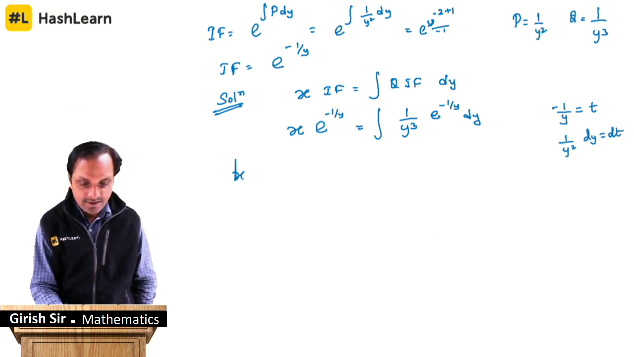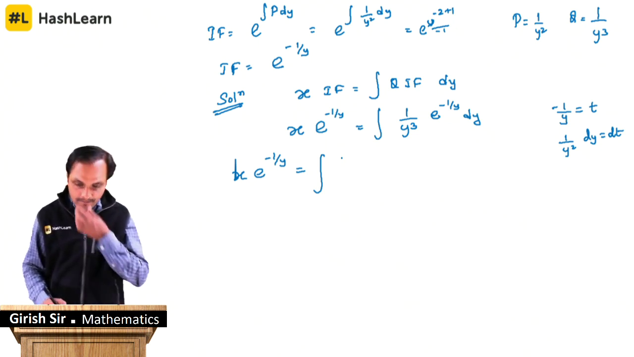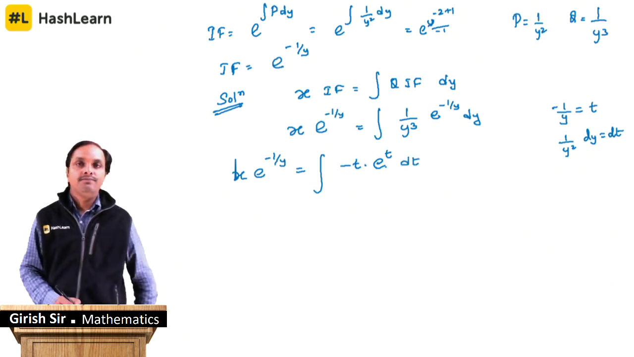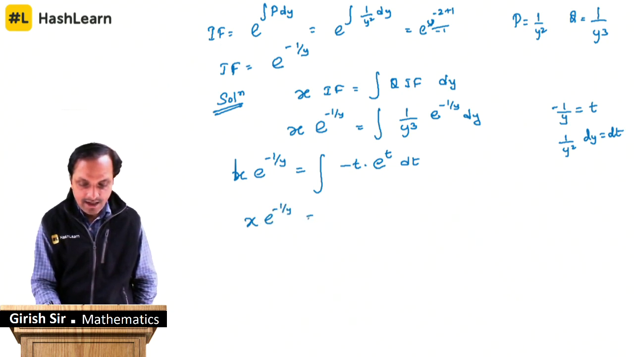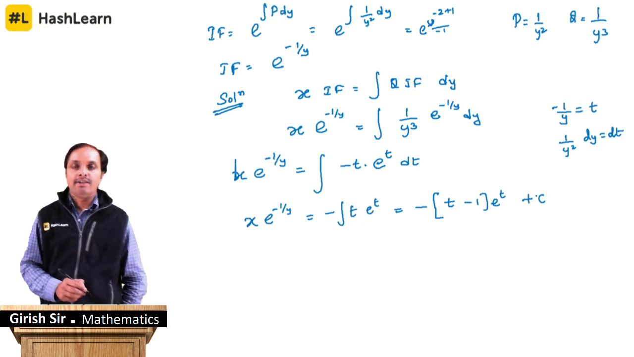So let me take this x e to the power minus 1 by y as it is. So यहाँ पे we are putting minus 1 by y as t, so that this part will become e to the power t and 1 by y will be minus t and the remaining part will give you dt. Okay, fine then. So how will you integrate? You know, integration by parts, ILATE rule. t into e to the power t, you need to integrate it. So this part will give you minus outside. You know that minus e to the power t, you can take t minus 1. This is e to the power t as it is there, plus integration constant.